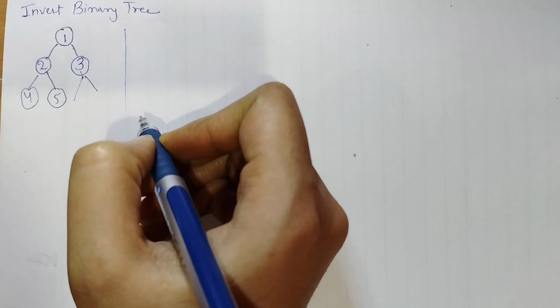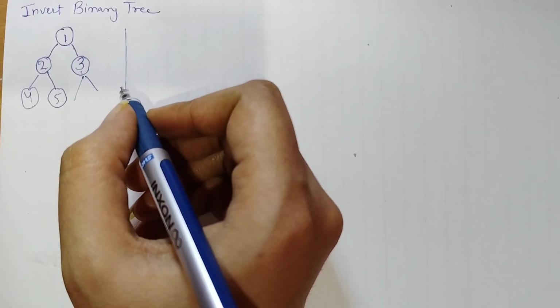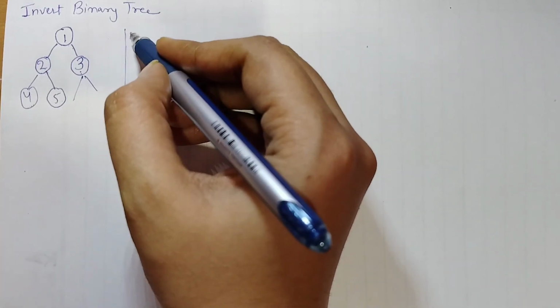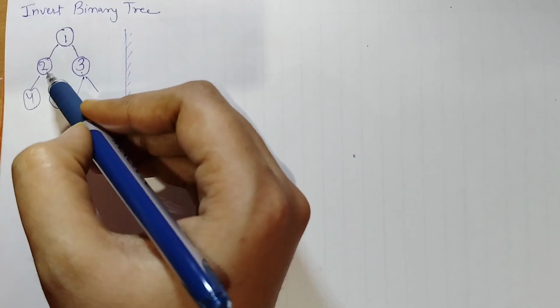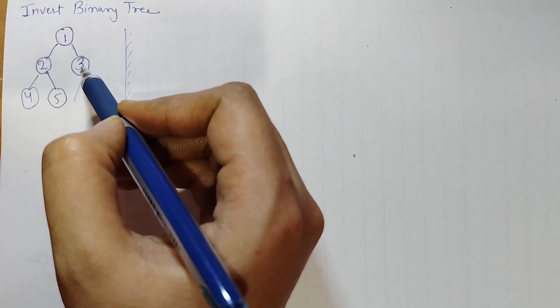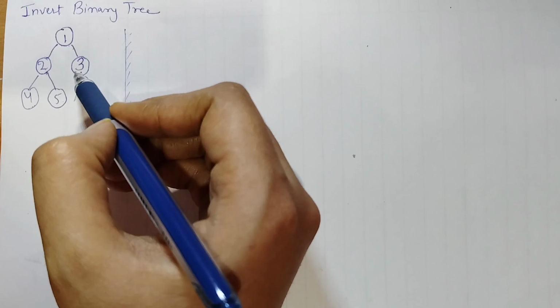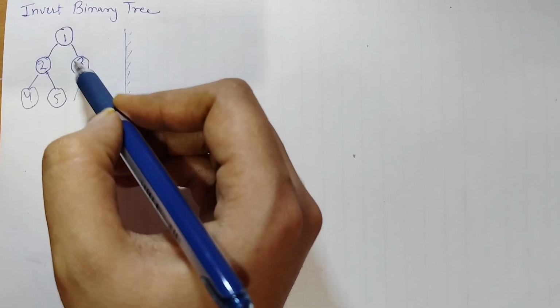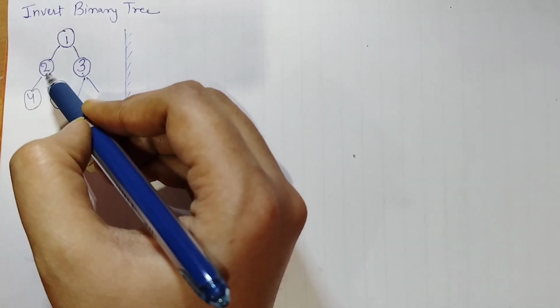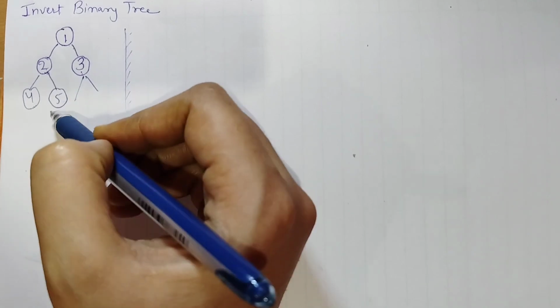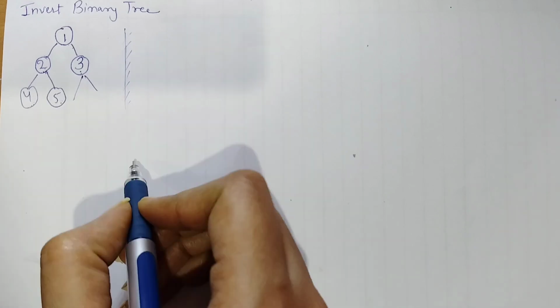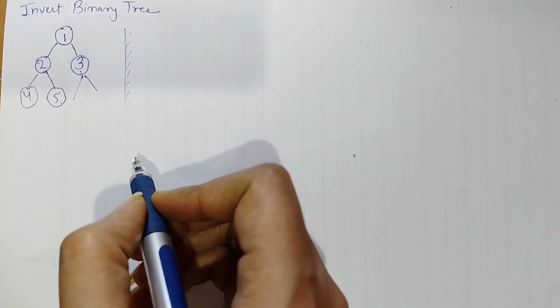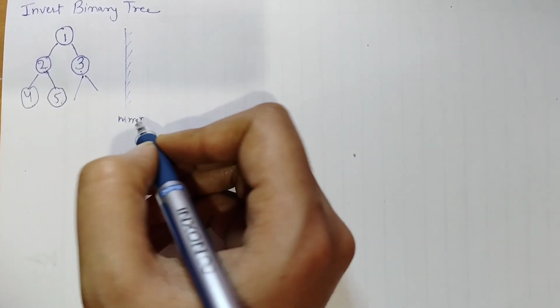Invert means you can imagine it as a mirror. When we see ourselves in a mirror, our left becomes our right and our right becomes our left. So when we place a mirror here, what will be its output? This 2, which is its left child, will come here and become its right child. And 3, which is its right child, will come here and become its left child. Same with 4 and 5: 4 will become its right child and 5 will become its left child. I am showing this mirror example so that you can understand it very well.